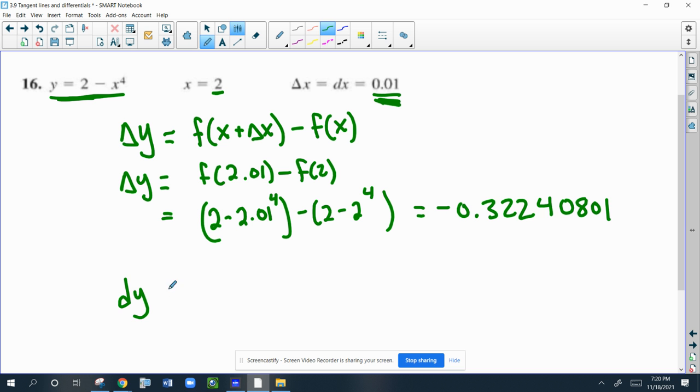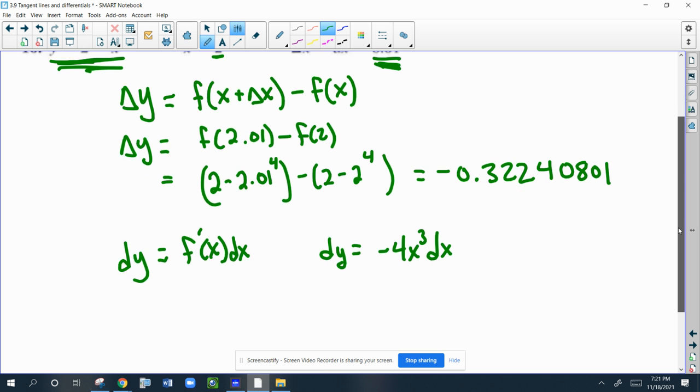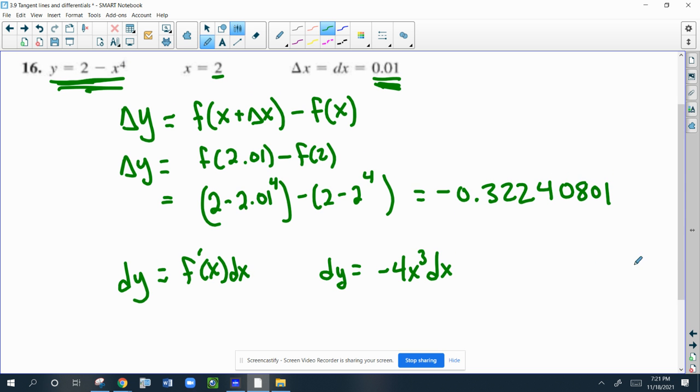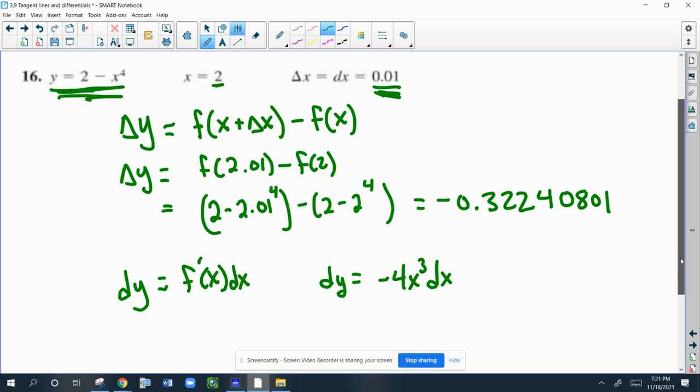But dy is f prime of x dx. That's the formula for a differential. So dy equals f prime of x, which is negative 4x cubed, times dx. Now dx is the change in x, and the actual change and the change we're going to use for the differential is the same thing. So delta x and dx are both 0.01.